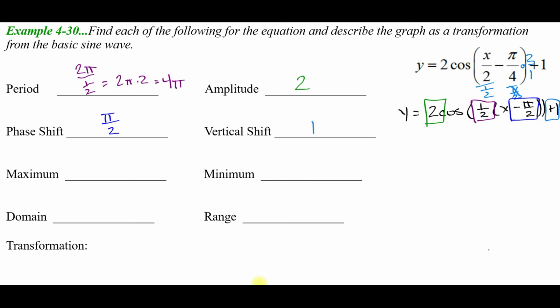So once I have that, now I can find my max and my min. So remember, maximum is vertical shift plus amplitude, so I'm going to get 3. And then minimum is vertical shift minus amplitude, which is negative 1. My domain is always all real numbers for sine and for cosine. And then my range is going to be minimum to maximum.